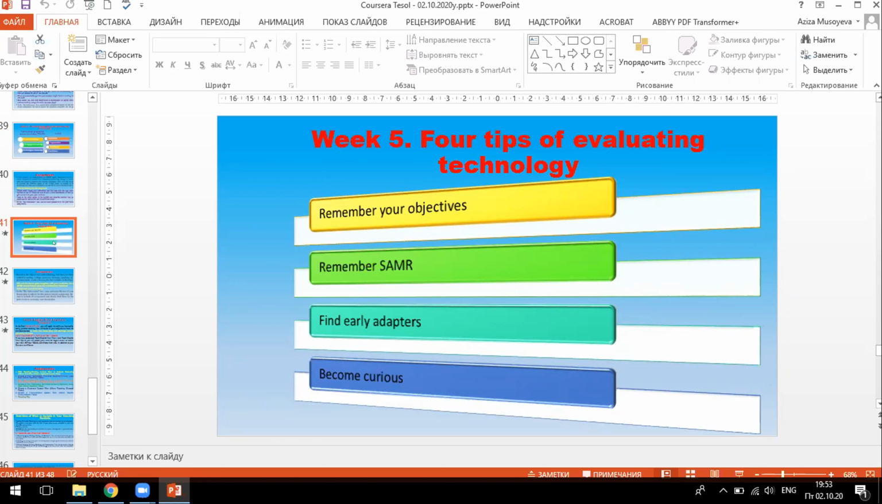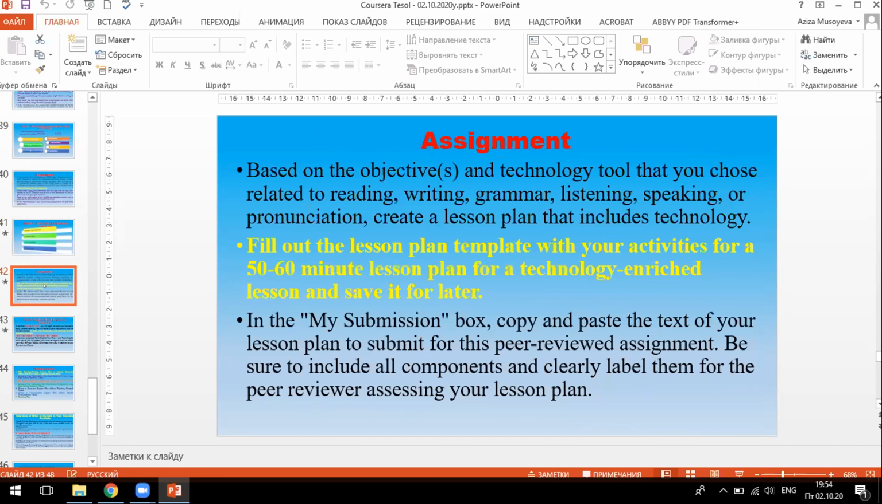Okay. So in week 5, they are talking about 4 tips for evaluating technology. They say remember your objective, because your objective is more important than technology. Then you bring the technology, and remember SAMR, which is substitution, augmentation, modification, and redefinition. And find early adopters. For example, among your colleagues in your faculty, maybe there are some teachers who are very good at bringing new technology into your classroom. So you can ask them how they are using it. Yes, you need to become very curious about technologies, and you can incorporate them in your teaching.